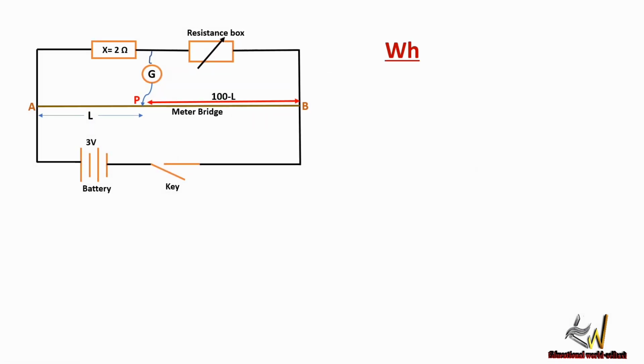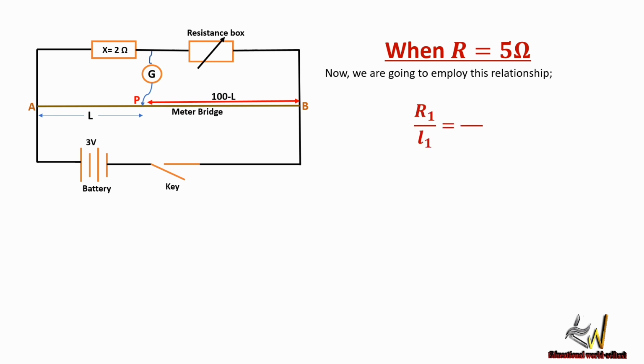Now this follows the same trend. So when R is equal to 5 ohm, we still use the same relationship: R1 over L1 is equal to R2 over L2. Don't forget that L1 is the distance AP, and L2 is the other distance PB, which is 100 minus L.